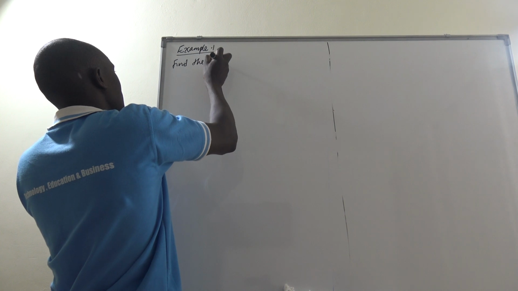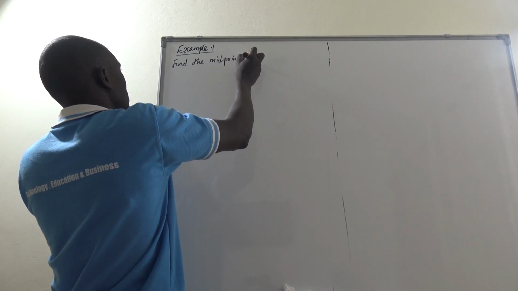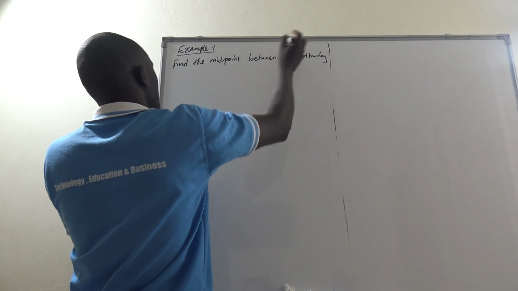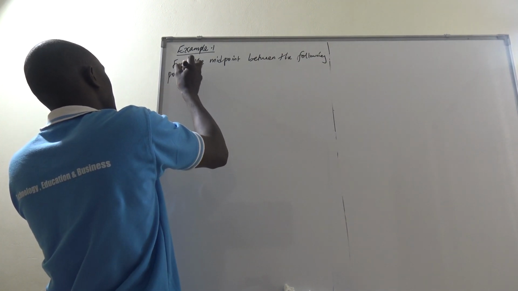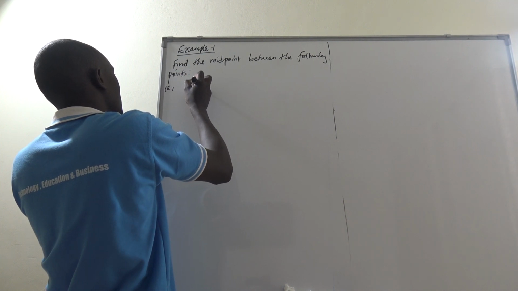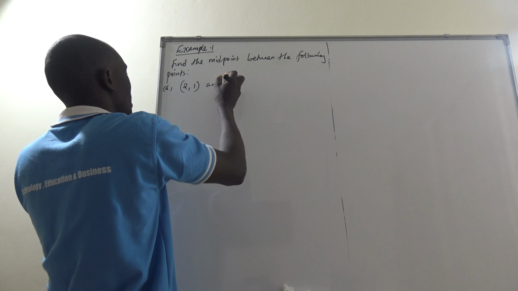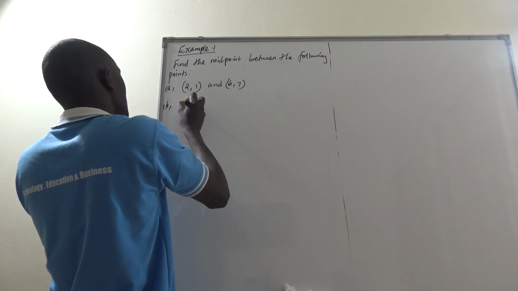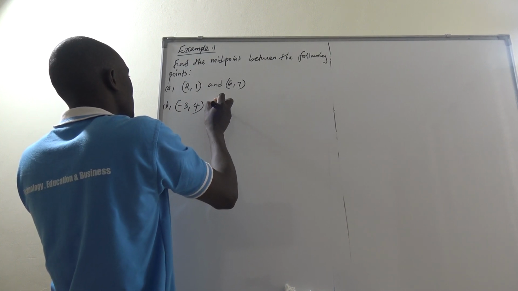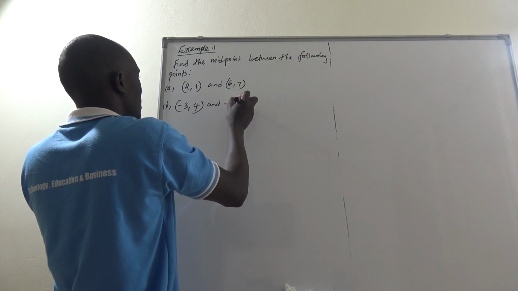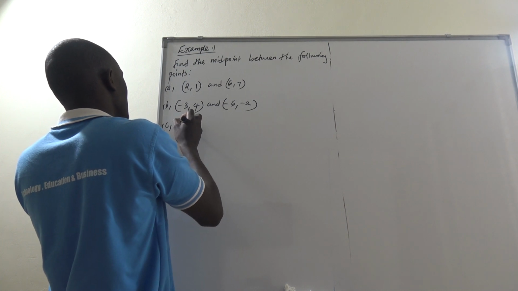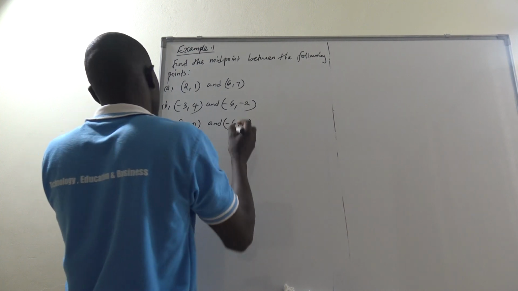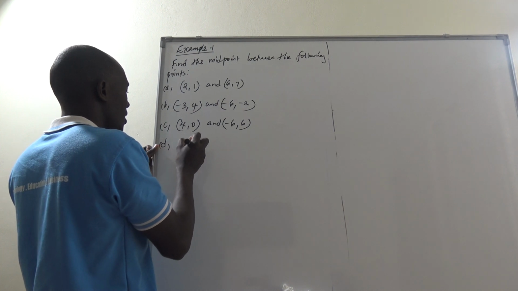Find the midpoint between the following points. Part A, I've got (2, 1) and (6, 7). Part B, (-3, 4) and (-6, -2). Part C, (4, 0) and (-6, 6).